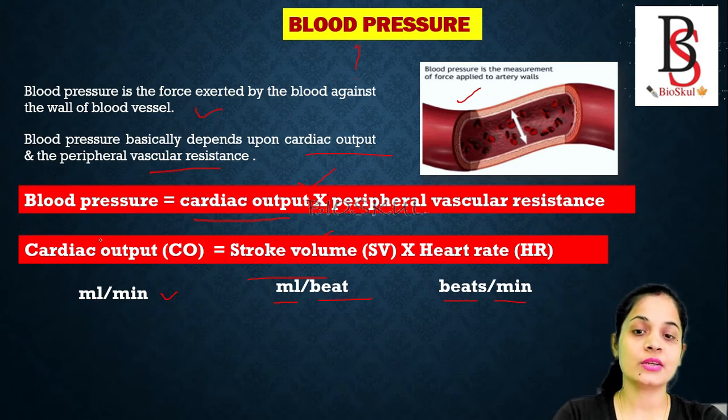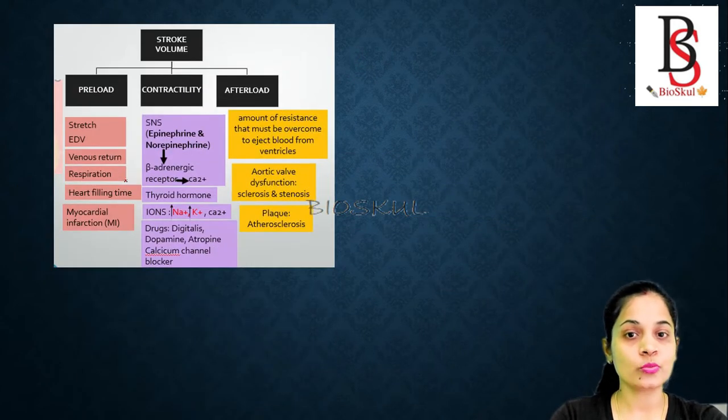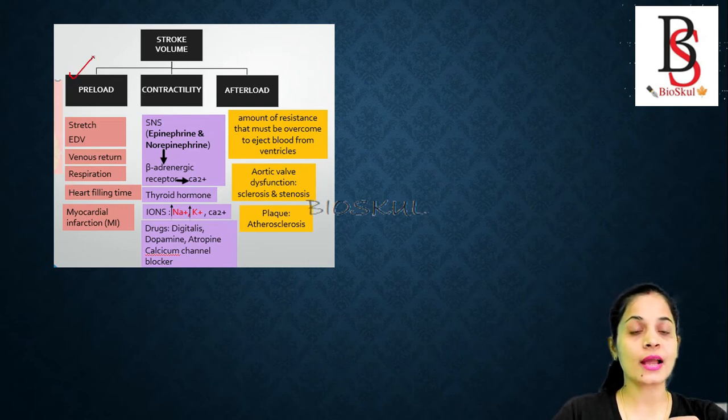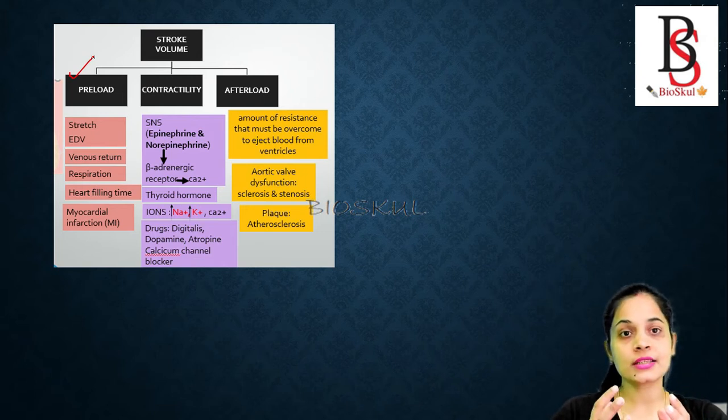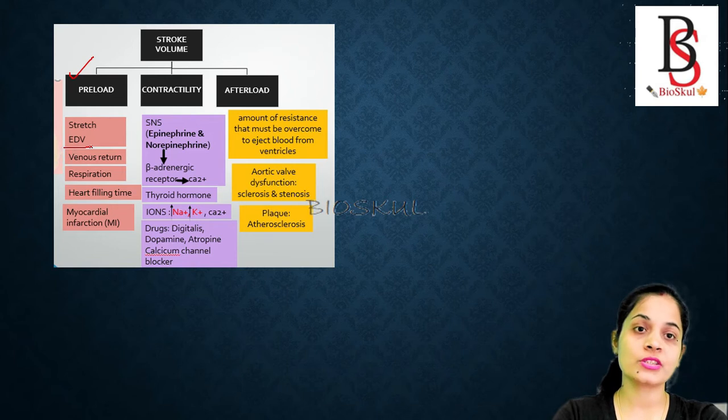So now we'll see what are the factors that affect the stroke volume and heart rate. Stroke volume is affected by preload. What is preload? Preload is when the blood enters into the ventricle, the ventricular wall gets stretched. The stretching is known as the preload, and it is caused because of the end diastolic volume. End diastolic volume is the volume of blood present in the ventricle before its contraction.